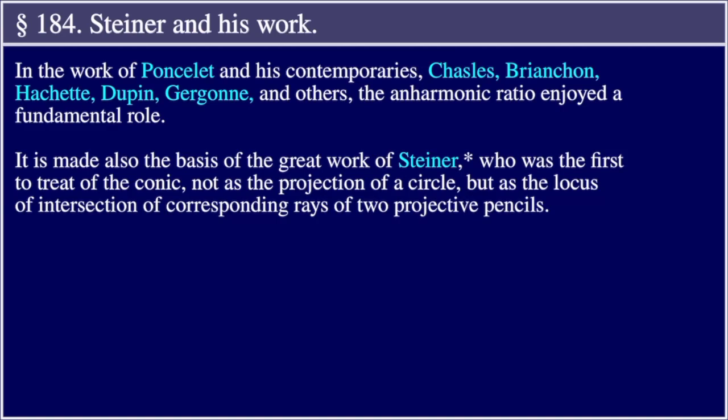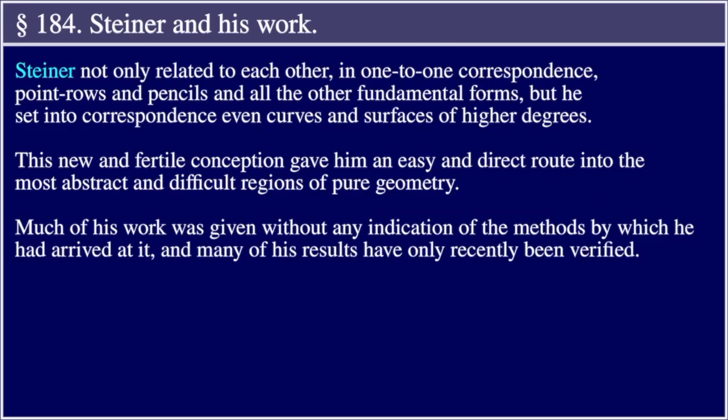Steiner not only related to each other in one-to-one correspondence point rows and pencils and all the other fundamental forms, but he set into correspondence even curves and surfaces of higher degrees. This new and fertile conception gave him an easy and direct route into the most abstract and difficult regions of pure geometry.